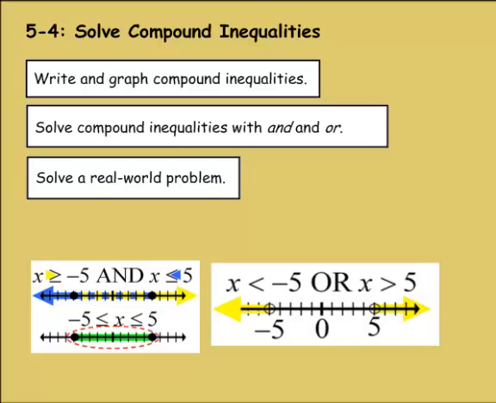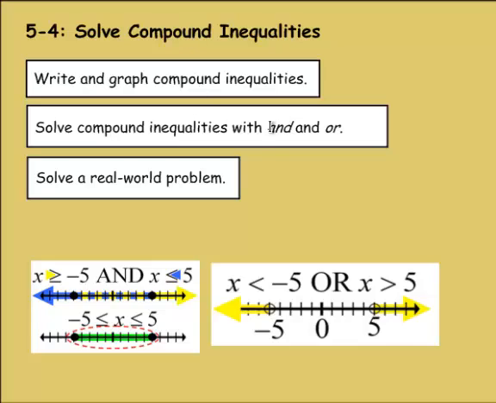We're on lesson 4 of chapter 5, in which we'll solve compound inequalities. First, we'll write and graph compound inequalities. Then we'll solve compound inequalities with "and" or "or", and then solve a real-world problem. When it's compound inequalities, it has to meet two or more certain conditions.